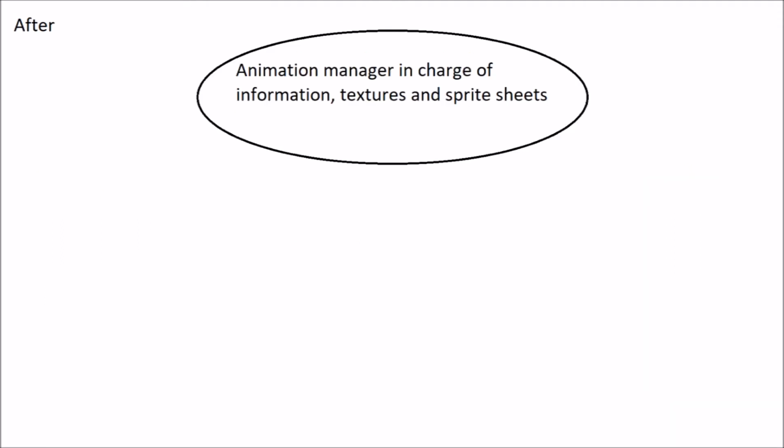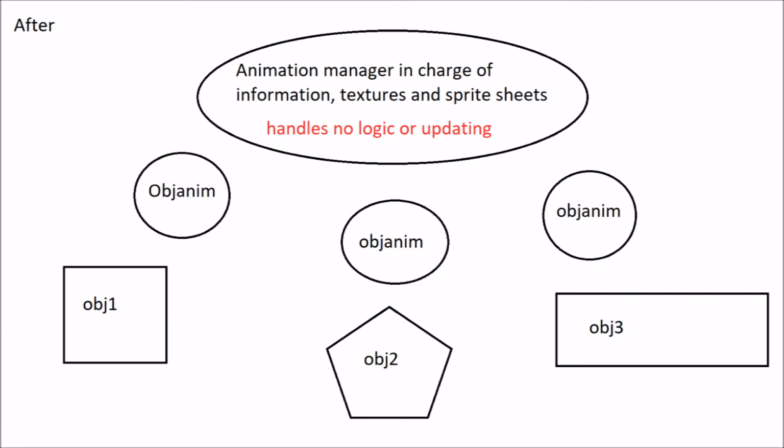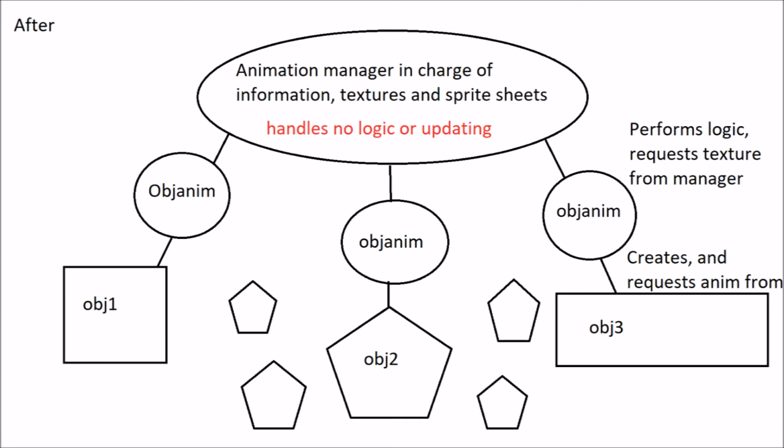So to fix this, we have a new system where we have an animation manager that's the same thing, in charge of information, textures, sprite sheets, whatever, but it handles no logic or updating. So if we have the same 3 objects that we had before, these 3 now all have their own little middleman called like an object animator, right? So the object animator, the object creates and requests animations from the object manager. From there, the object manager says, hey, I need the information, texture, whatever from this animation that was requested.